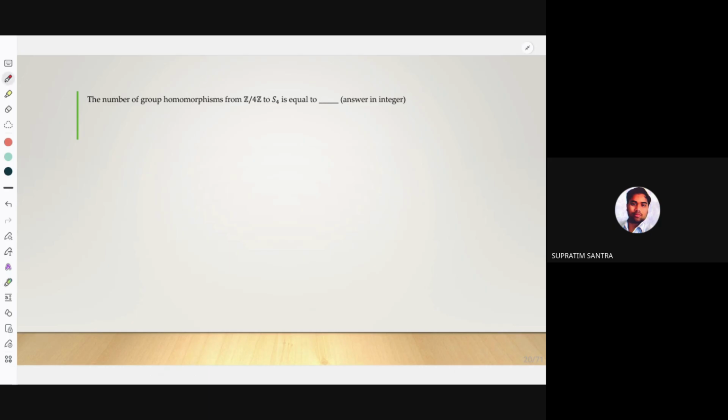Anyways, this is basically counting group homomorphisms. So now we are done with the initial part of group theory, and we are entering into homomorphisms and questions related to that. The first question is: the number of group homomorphisms from Z mod 4Z to S4 is equal to how much?